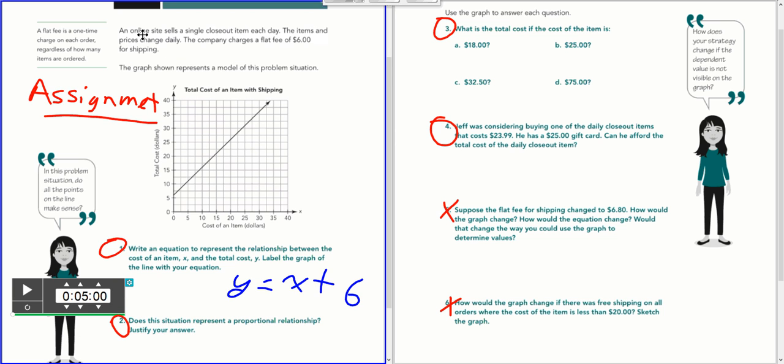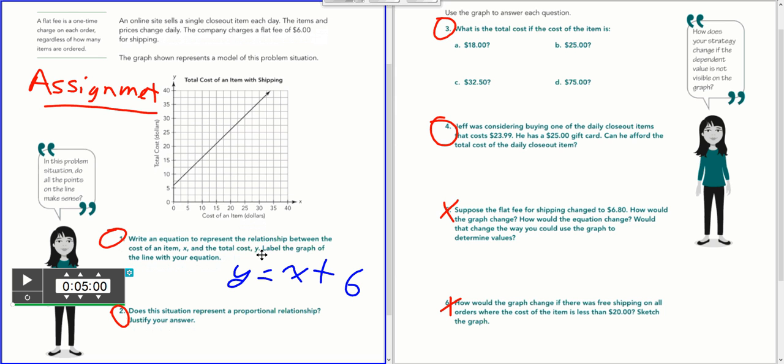So the situation is an online site sells a single closeout item each day. The items and prices change daily, but the company charges a flat fee of $6 for shipping. So it doesn't matter, it's going to be a flat fee of $6. So what do we need to do? Our X is the cost of the item, and our Y is the total cost. So our total cost is going to depend on how much that item costs and the shipping. So Y equals my X, which is the cost of the item, plus $6.